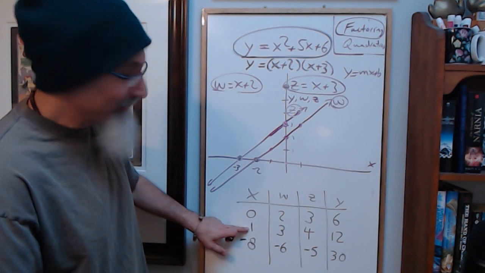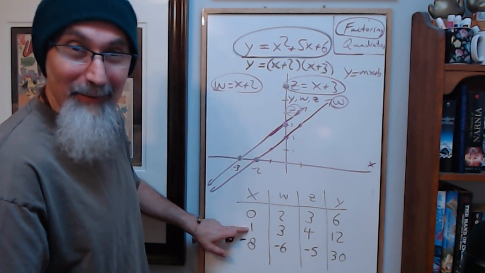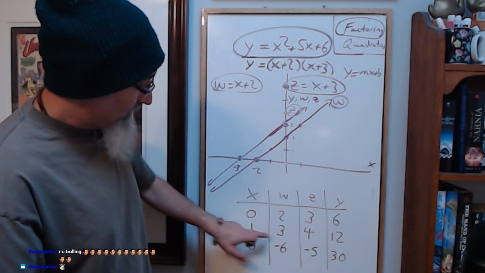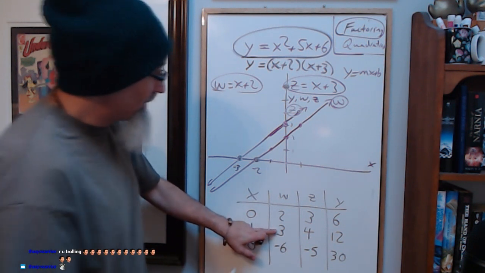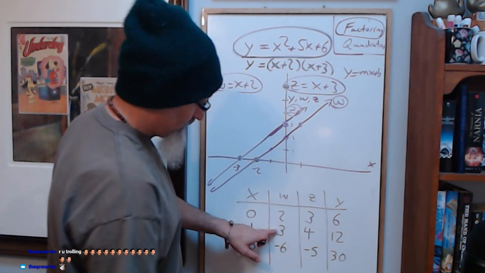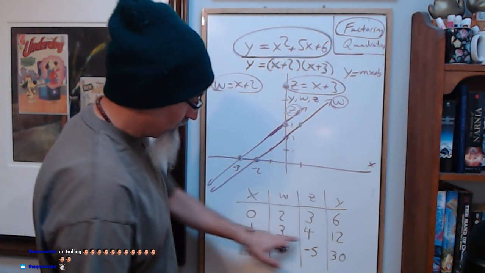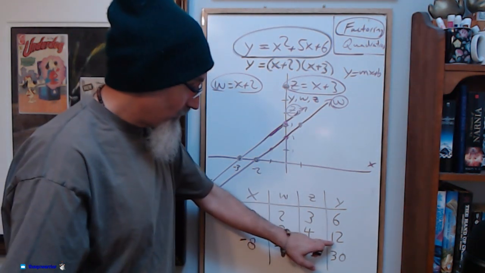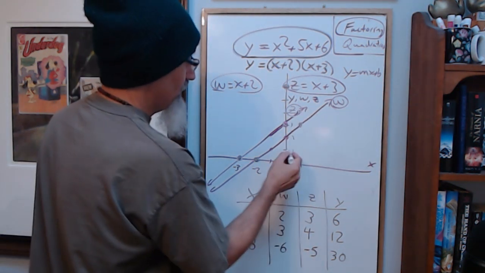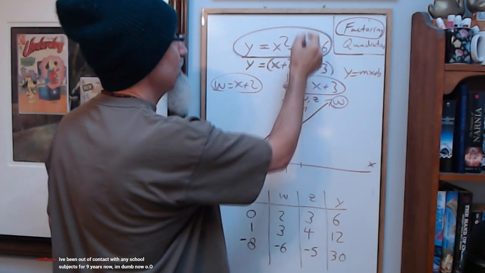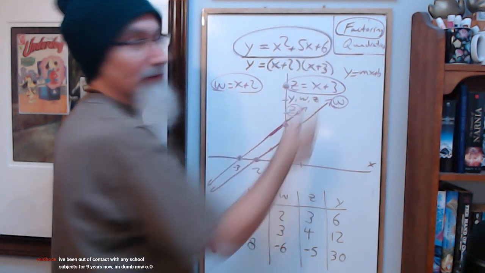We're just doing math, learning math, practicing math, meditating. Right? When x is 1, w is 3. Well, we knew that. Z is 4, we knew that. Y is 12. 1, 2, 3, 4, 5, 6, 7, 8, 9, 10, 11, 12.